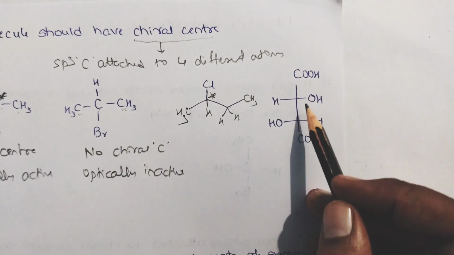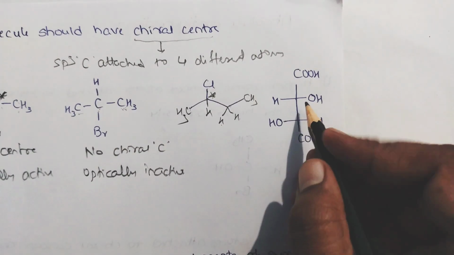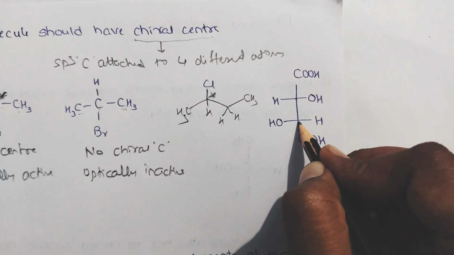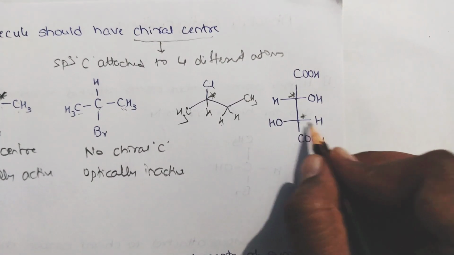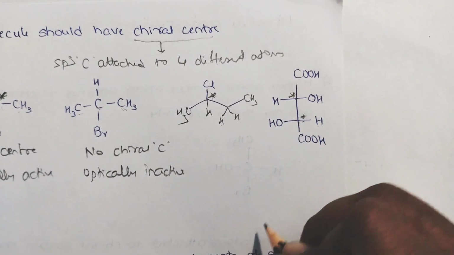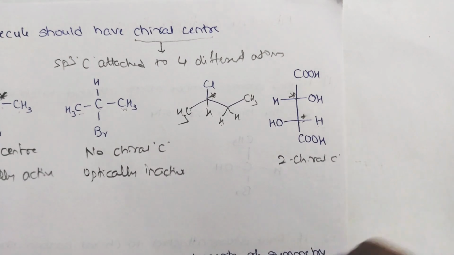Count the number of chiral carbons here. This is not the chiral carbon, but this one which is attached to COOH, OH, H and this C, so this is a chiral carbon. Here also, this carbon is attached to different atoms, so this is also a chiral carbon. There are 2 chiral carbons.